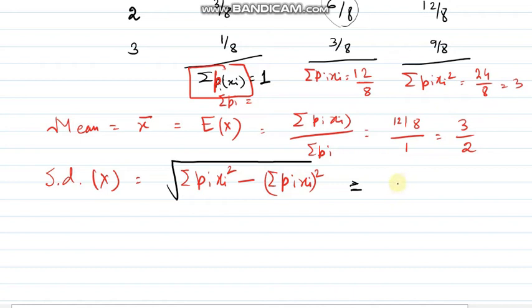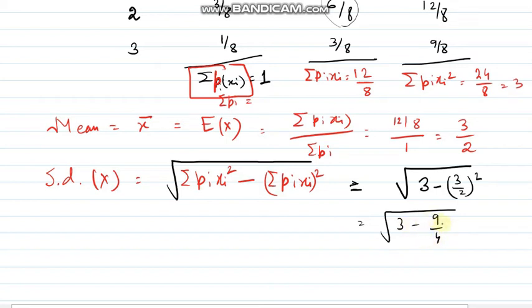So it will be root over of 3 minus 3 divided by 2 whole square. So root over of 3 minus 9 by 4, that is 12 minus 9 over 4, which is root 3 divided by 2. If you simplify, the answer you will get is 0.87, right?